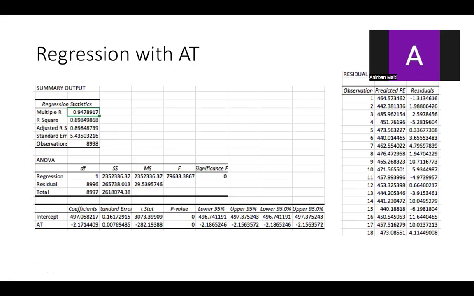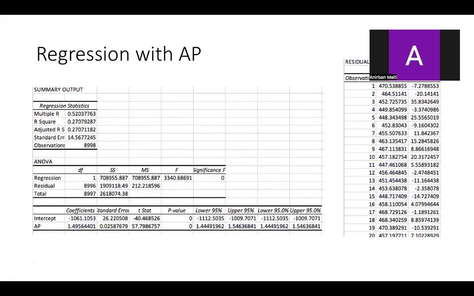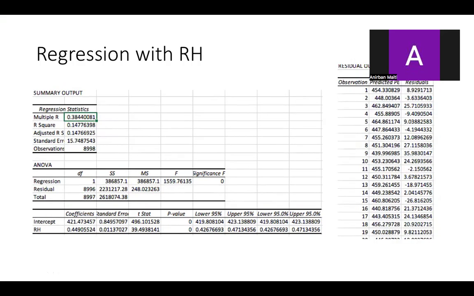Now, if you look at the other one, AP, which is ambient pressure, not so much. The standard error is way too high, 14.5, and the R-square value is 0.2. It's very, very low. So with a change of AP, there's not much change in the output. So we can basically discard this model. We cannot use this.